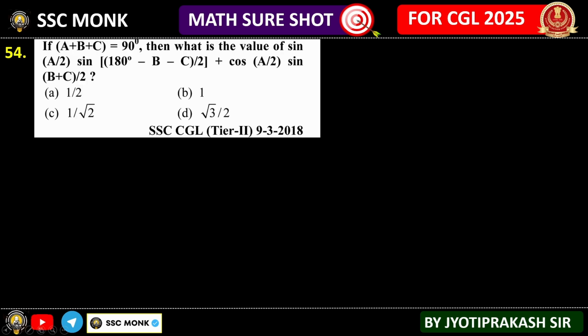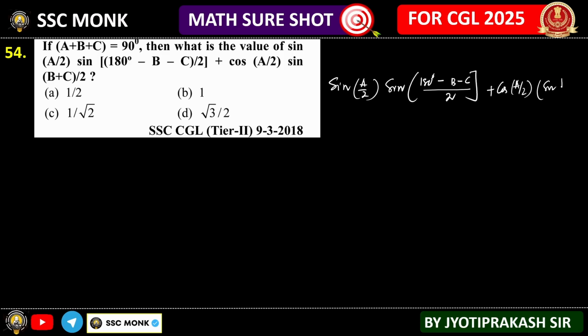Next, A plus B plus C is equal to 90 degree. Then what is the value of sine A by 2 into sine of 180 degree minus B minus C by 2 plus cos A by 2 sine A? Very good question. Let's solve this. Now see, here it is written as sine A by 2 into sine of 180 degree minus B minus C by 2 plus cos A by 2 into sine B plus C by 2. This is what it is written.